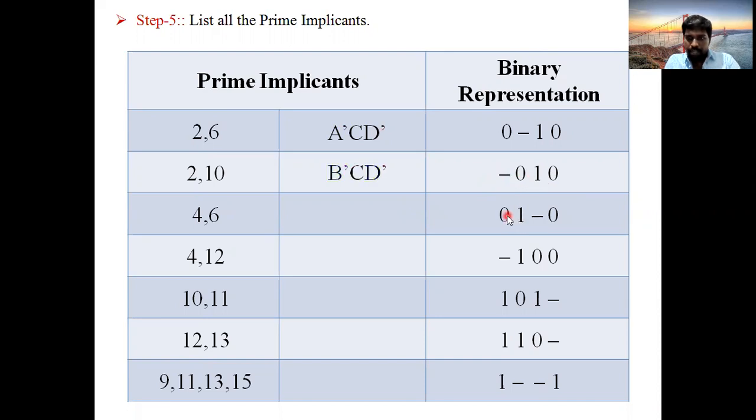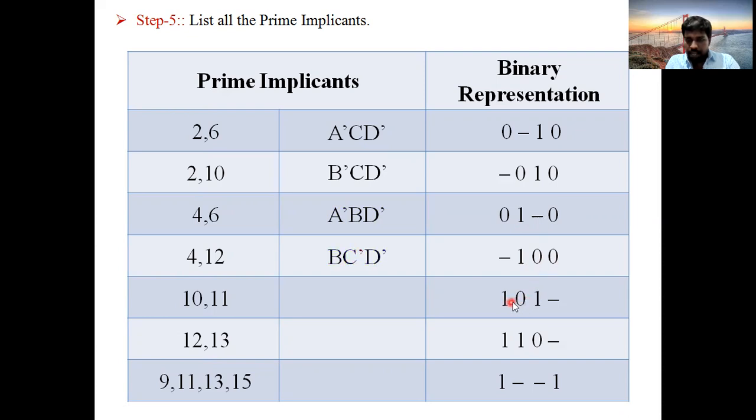Next, see here. A in terms of 0 is A bar. 1 in terms of B is B. C is absent. 0 in terms of D is D bar. So your answer will be A bar, B, D bar. Here A is absent. So B, C bar, D bar.